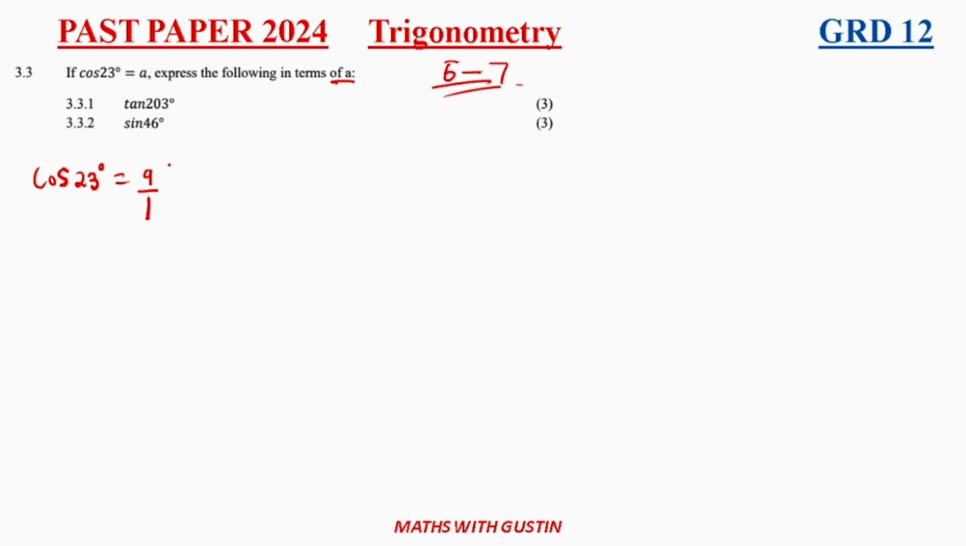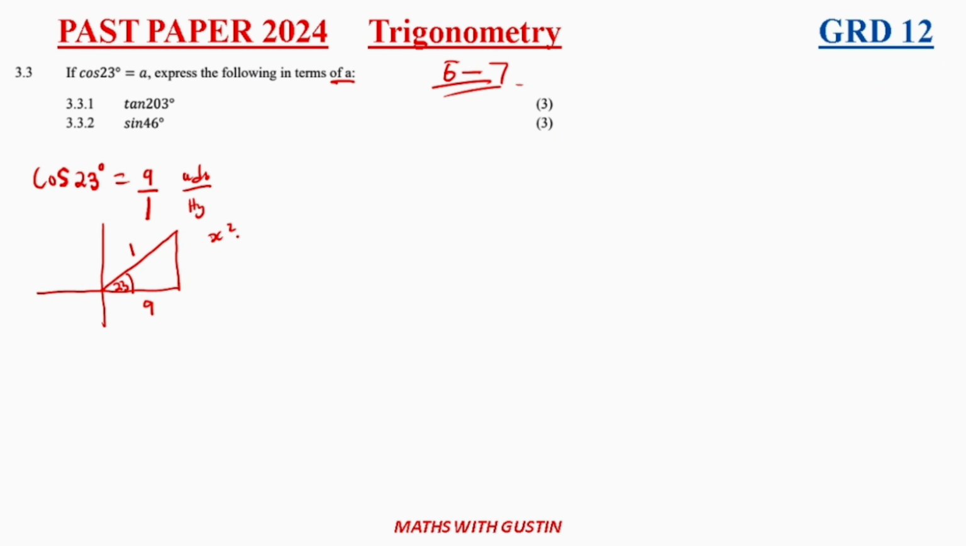All right, so now let's look at it. We know that cos is given by adjacent over hypotenuse. They said in the question to express tan 203 and also sine 46. So what you can do here is come to our Cartesian plane. We need to draw this. They didn't tell us where it's supposed to sit, so it's fine, we will draw it in the first quadrant. But anyway, the angle is 23, so adjacent is a over hypotenuse, which is 1. Therefore, we go ahead and use Pythagoras' theorem to find our y here.